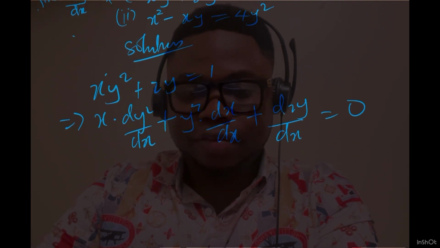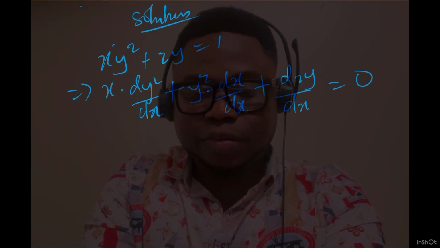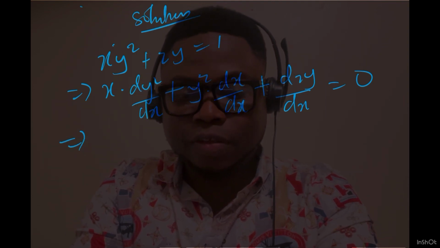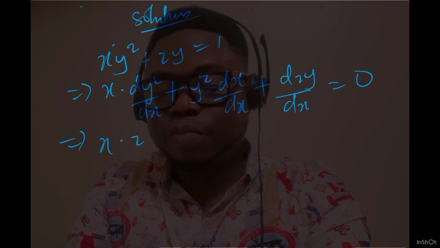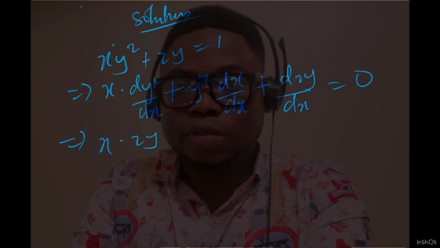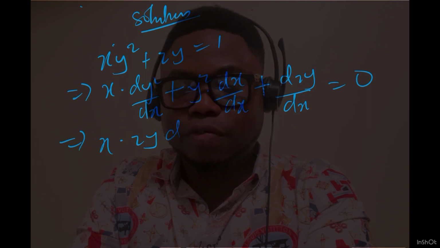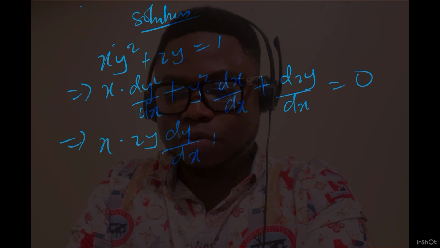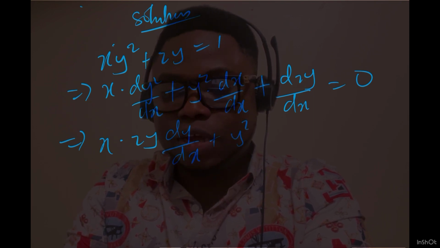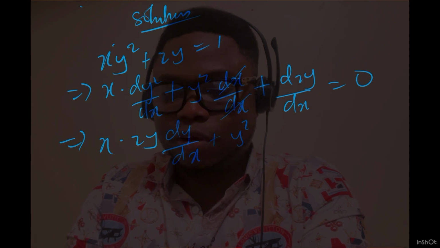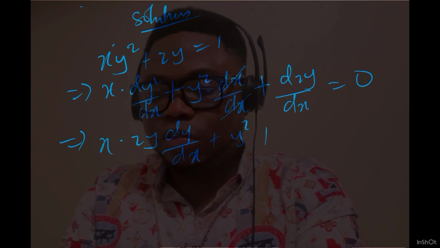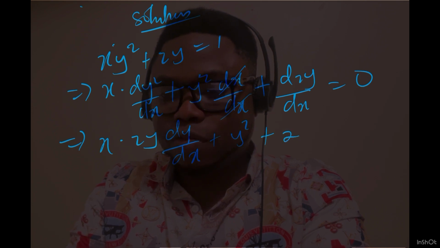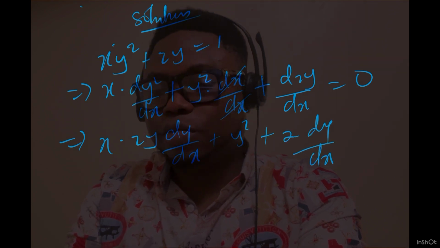Now, the next thing to do is to write this. Differentiating y squared is going to give me 2y. So I'm going to write x times 2y. And remember, we're looking for dy over dx. So I'm going to write dy over dx, then plus y squared. Then dx is going to cancel out dx. I have y squared plus differentiating 2y is going to give me 2. So I'll have 2 dy over dx is equal to 0.